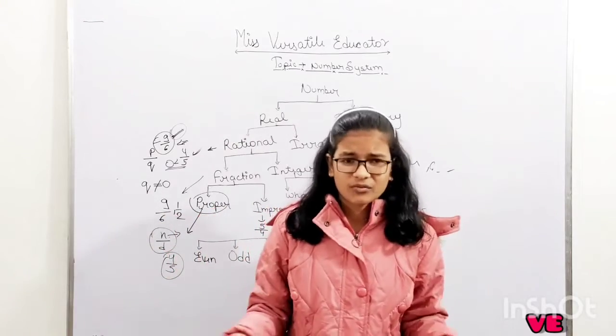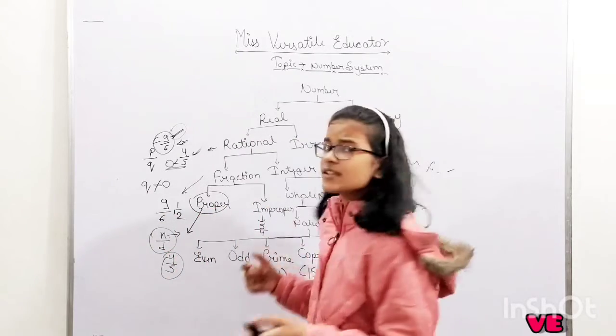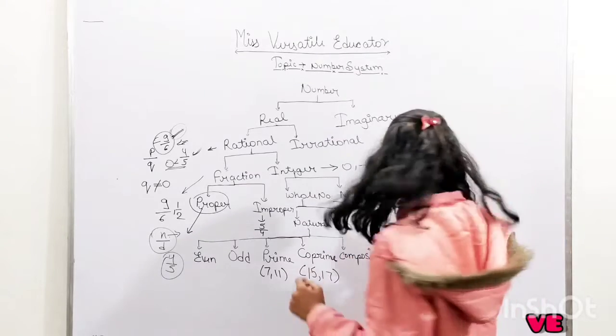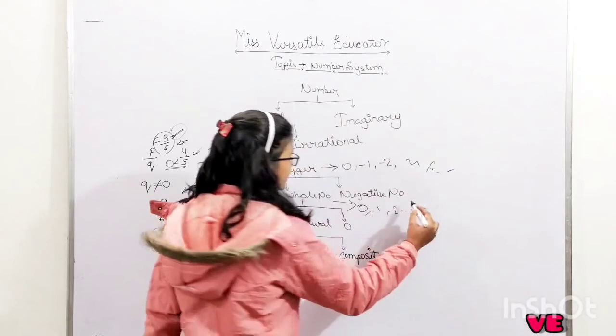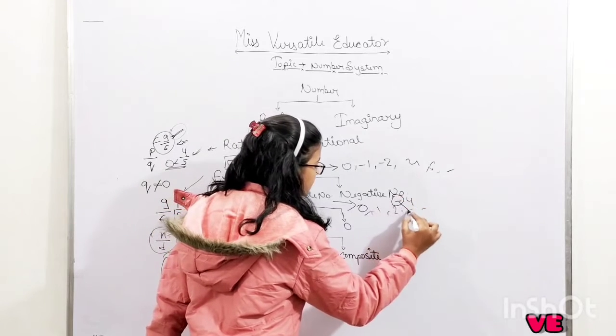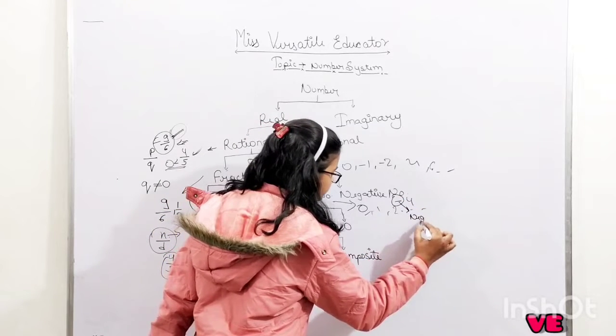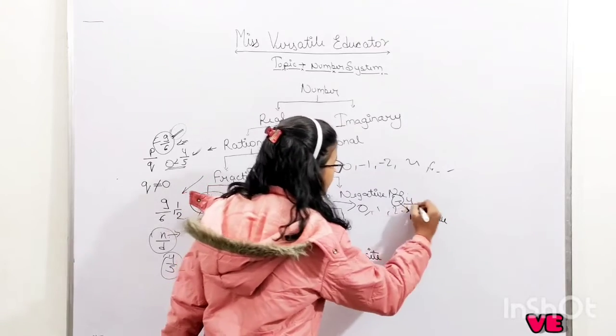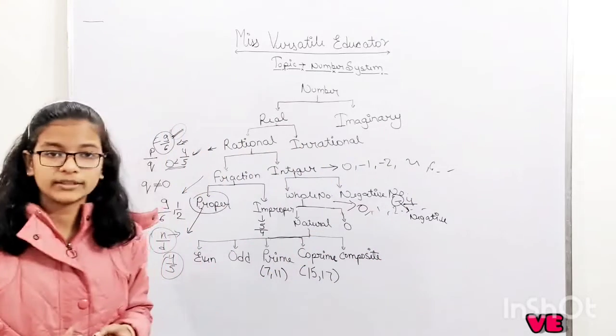Then is the negative number. Negative means minus. So the numbers having a minus sign in front of them are negative numbers. For example, if we take 4 and include a minus sign, meaning a negative sign, then this minus 4 will be called a negative number.